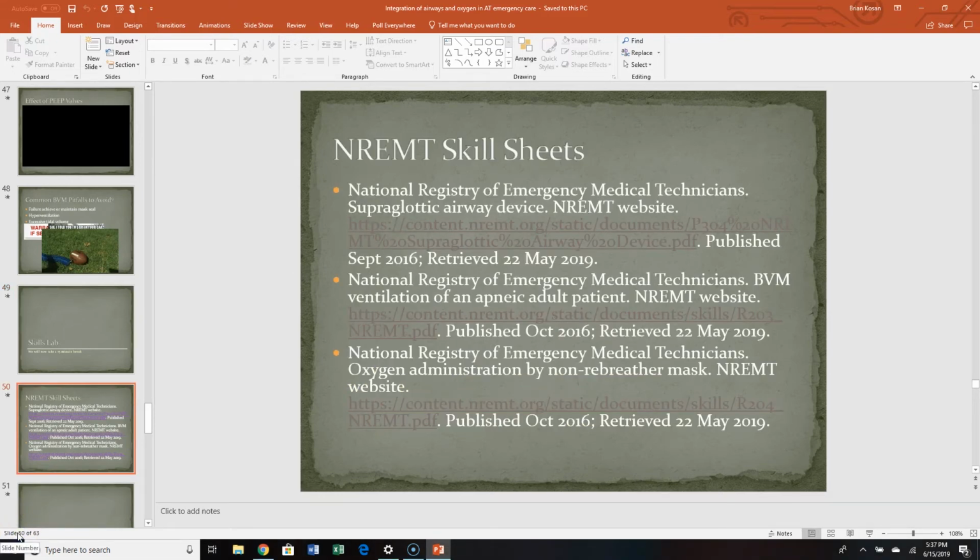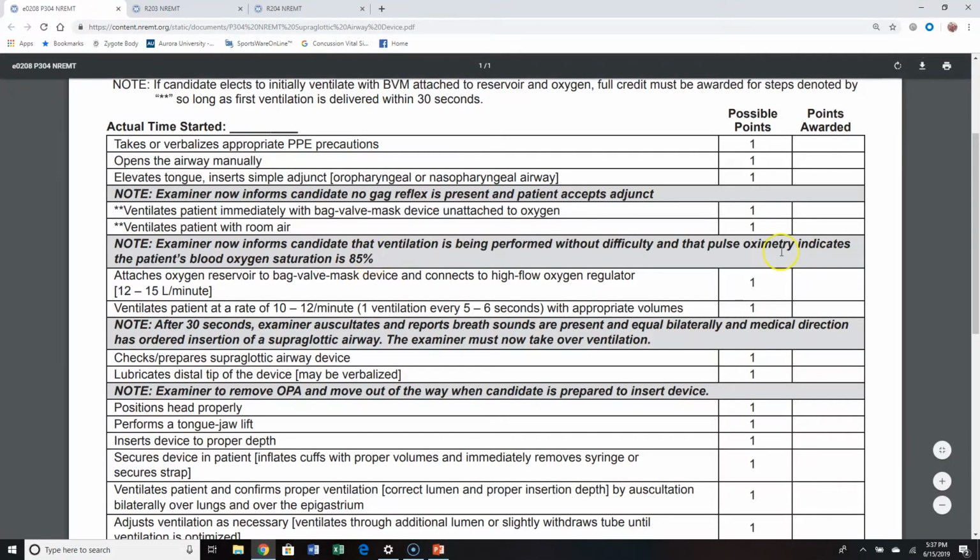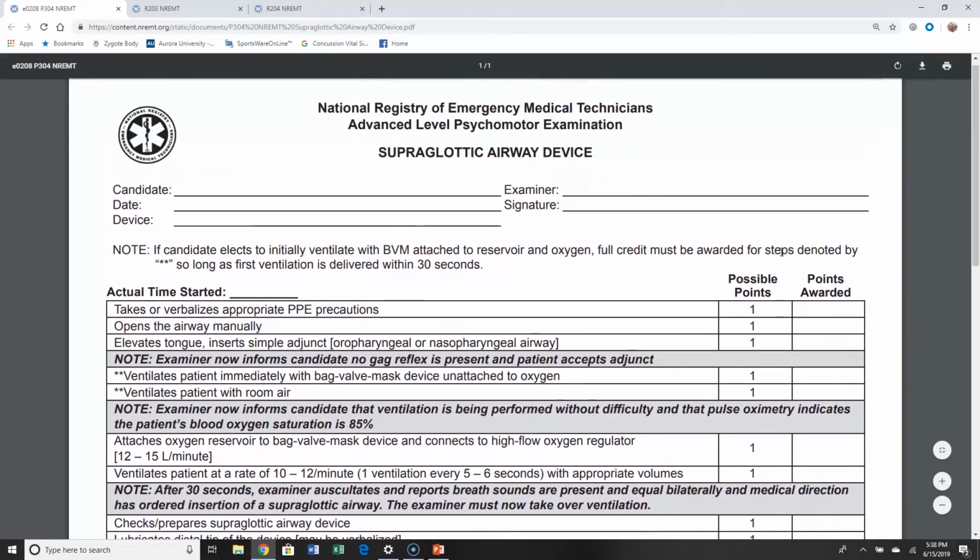As you can see in this slide, here we have each of those skill sheets, where you can find them on the National Registry of EMT's website, each as an individual PDF document. We're going to pivot to another screen here in just a moment where we can see each one of those individually. And we're going to make that pivot now. So this is the skill sheet for supraglottic airways.